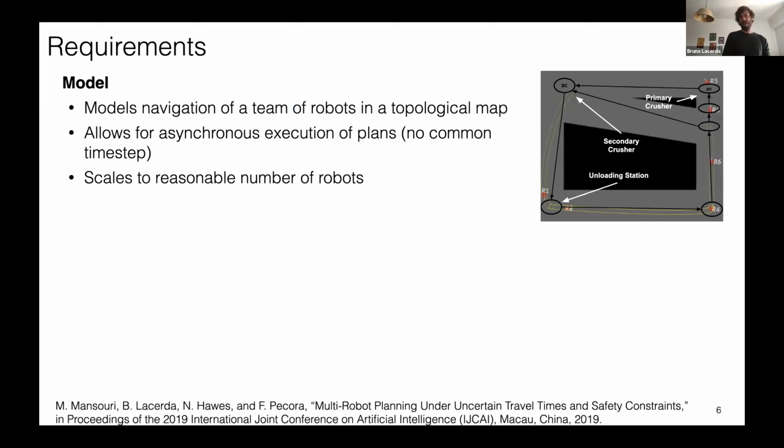Okay, so what are the requirements for this type of problem? On the model side, I already discussed most of them. So we need models that allow us to model the navigation of teams of robots in some discretization of the environments and topological map. We want these models to allow for asynchronous execution of our policies. And we want this to scale to a reasonable number of robots. These quarries typically have, I think, in the low tens of robots.